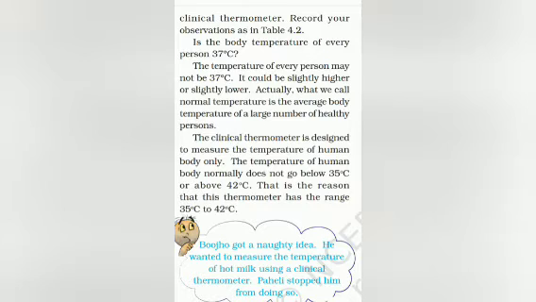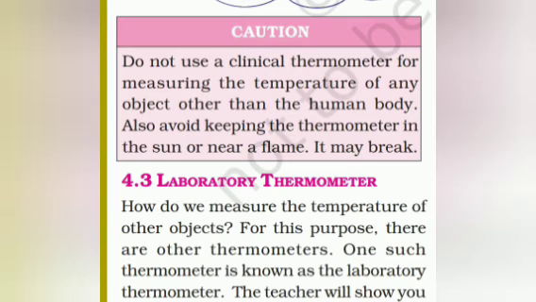The temperature of human bodies normally does not go below 35 degree or above 42 degree. That is the reason that this thermometer has a range 35 degree to 42 डिग्री सेल्सियस. इनके बीच में कि बॉडी टेम्परेचर 35 से कम नहीं जाता या फिर 42 से आगे नहीं बढ़ सकता.